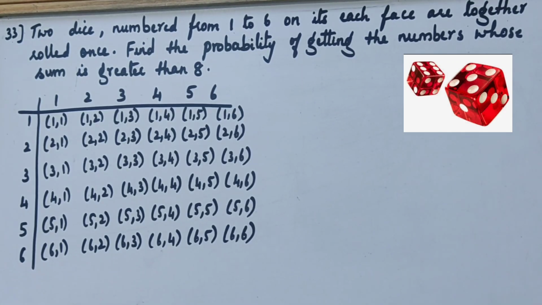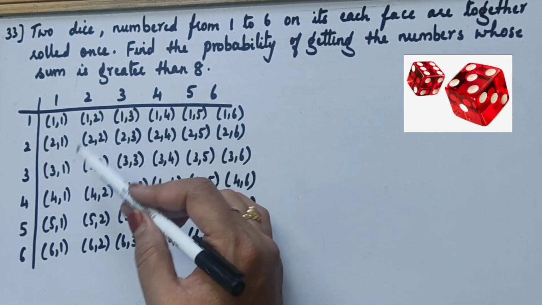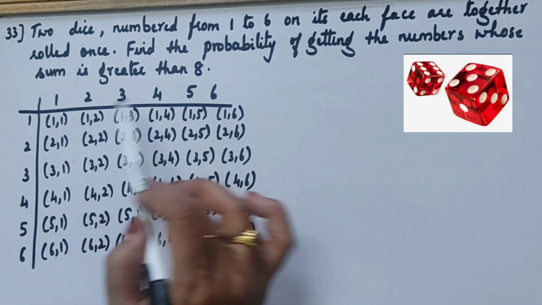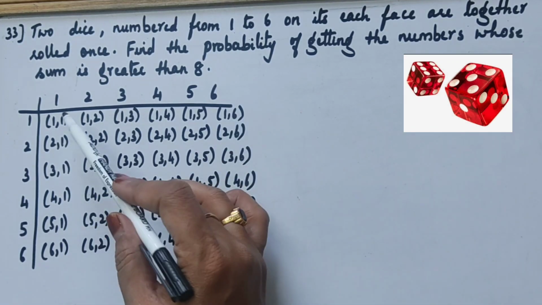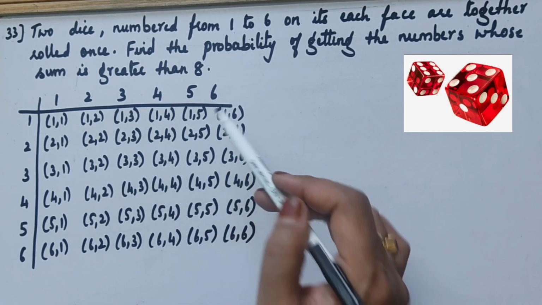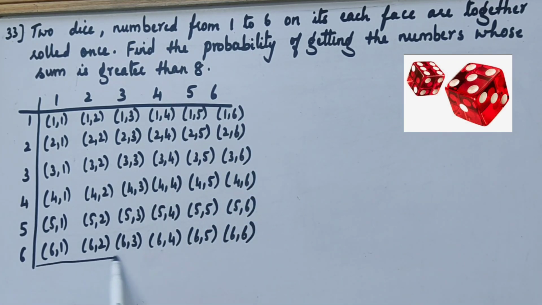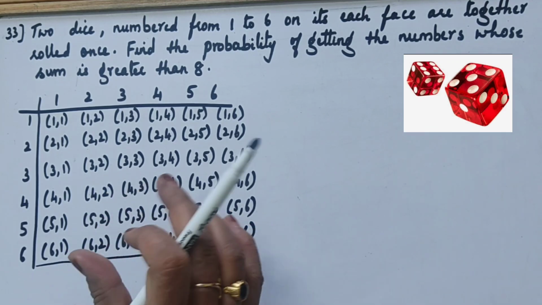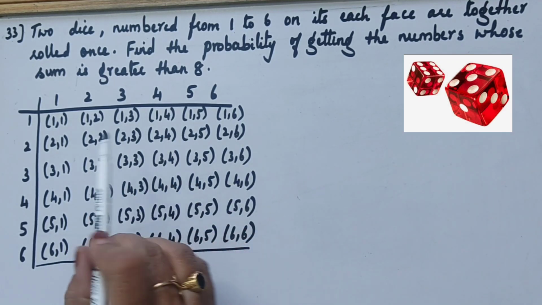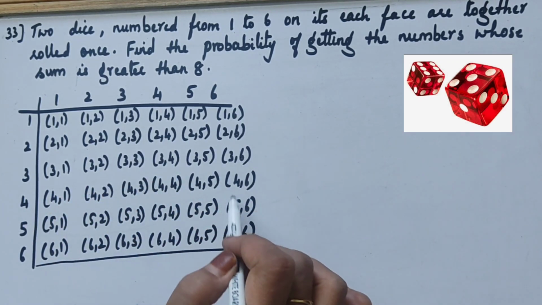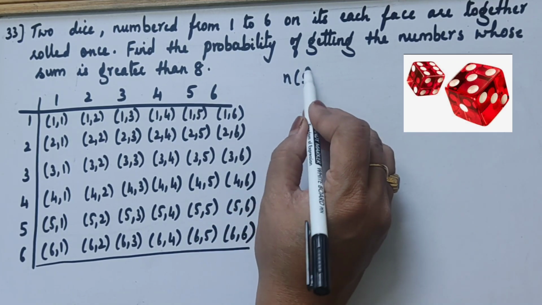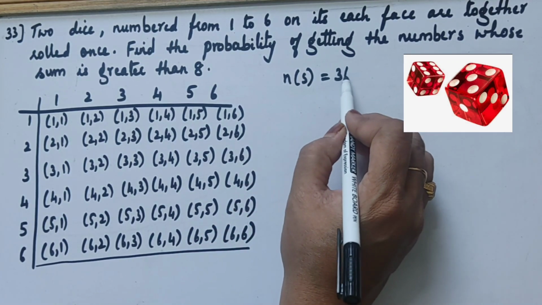Okay. Now as you can see, these are the possible outcomes: 1 1, 1 2, 1 3, 1 4, 1 5, 1 6 till 6 1, 6 2, 6 3, 6 4, 6 5, 6 6 like this. These are the possible outcomes. Total possible outcomes are 36. So here 6 and here 6. 6 6s are 36. So total number, I can say n of S equals 36.